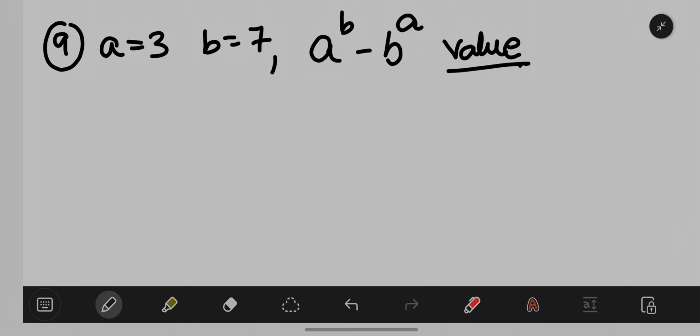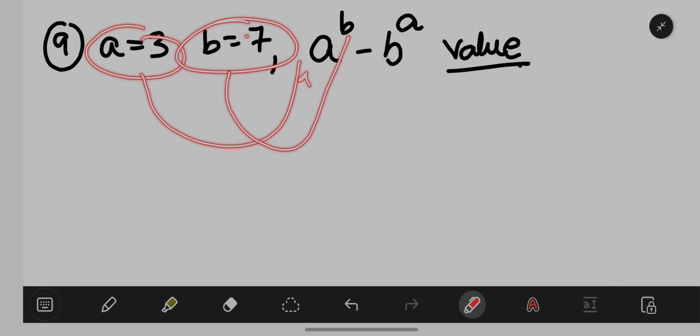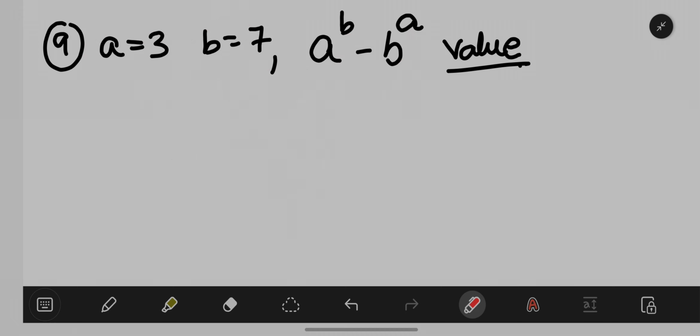Now ninth question, if a is equal to 3, b is equal to 7, then what is the value of a power b minus b power a? See here, a value is given already, so put it here. B value is also given, put it here. Okay, you have to substitute all the values and then solve. You should find the value, that means the final number you should find out.